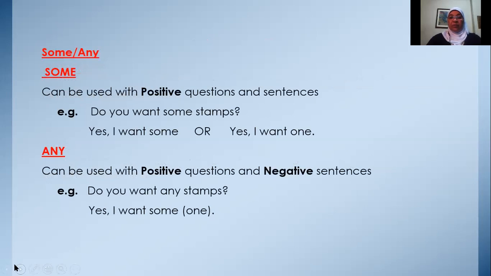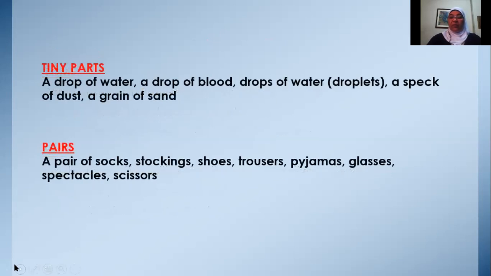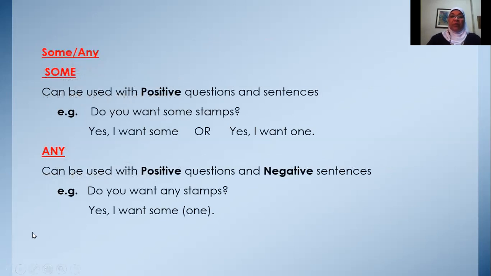What's the difference between some and any? Can we use both of them with questions and sentences? Yes, it's possible. We can use both of them, but is some used with positive or negative sentences? Yes, it's used with positive sentences and questions in any case, and sometimes in questions. And any, do we use it with positive sentences or negative sentences? We use it with negative sentences and questions. It's preferable for questions.